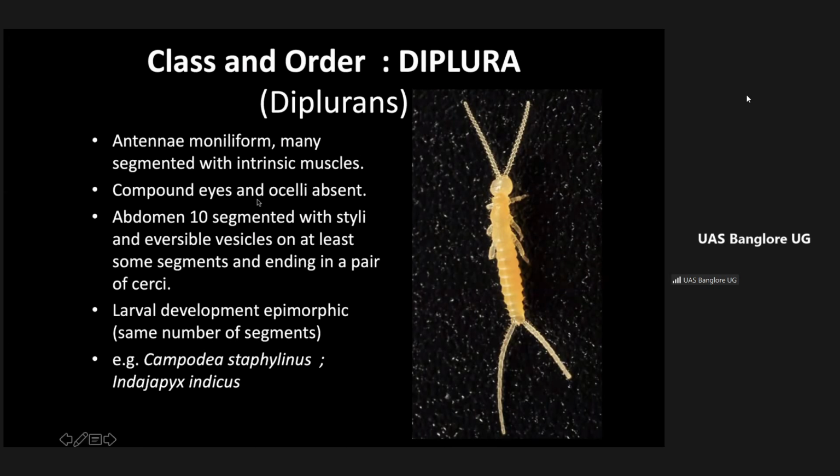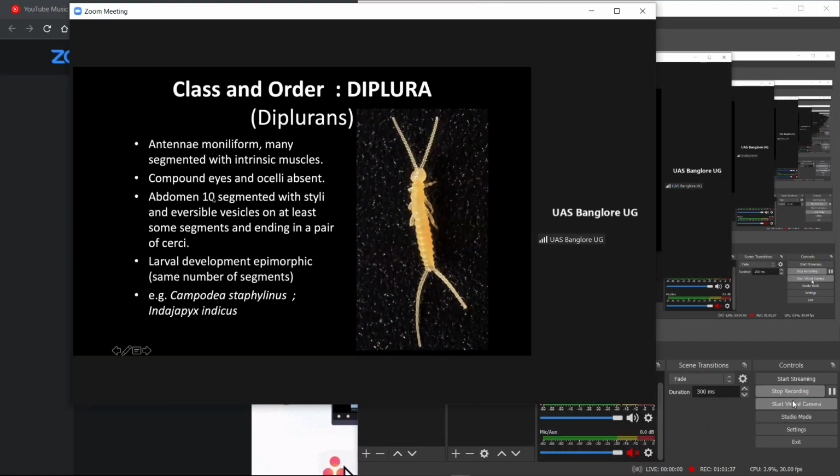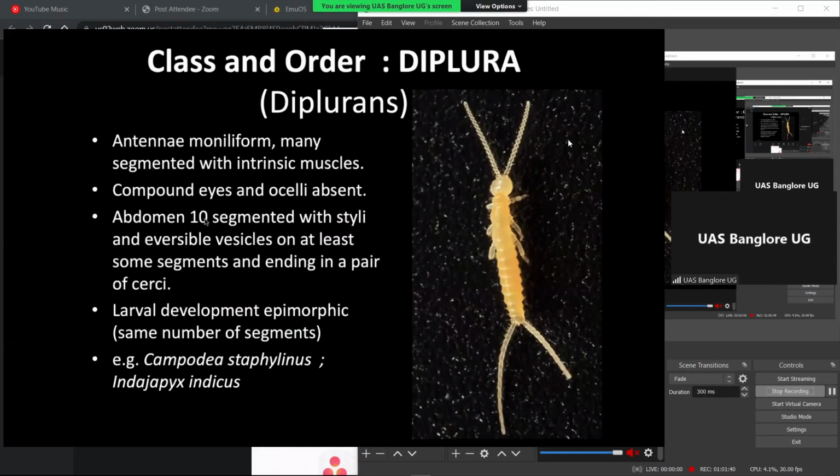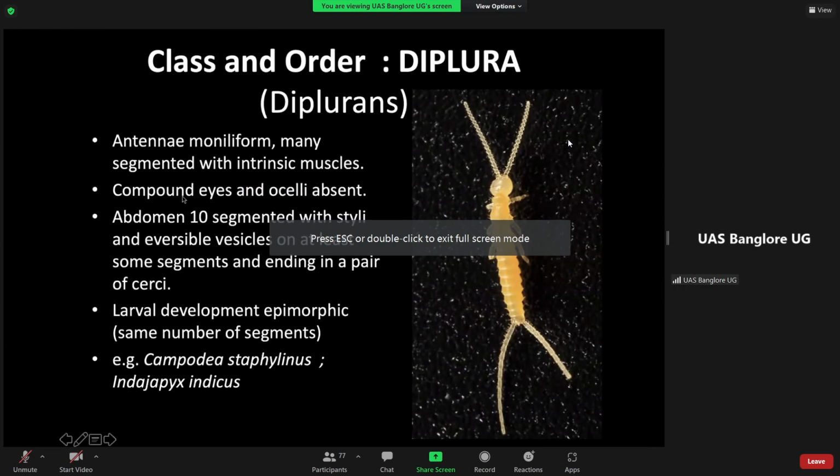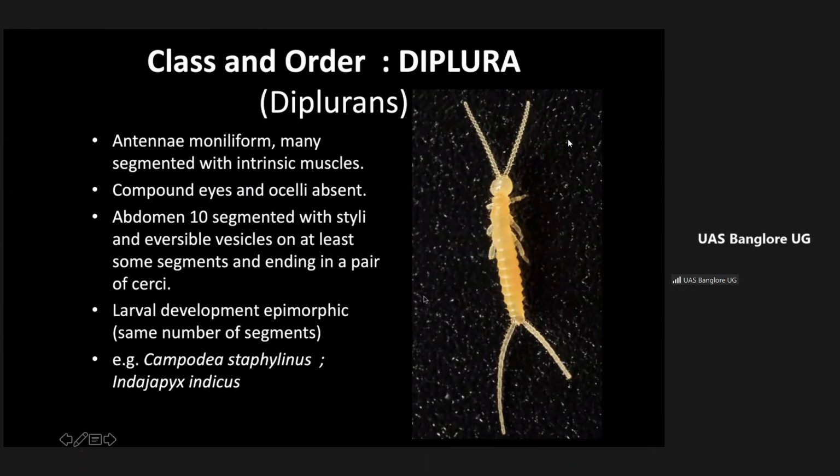And what is important is the abdomen is 10 segmented, whereas in Protura the abdomen is 11 segmented. In the 10th segment, the last segment has a pair of styli. They also have a pair of eversible vesicles on at least some segments. I'll tell you what these eversible glands are. Larval development is epimorphic. Epimorphic means the larva will also have the same number of segments. Whether you take first instar, second instar, or adult, the same epimorphic development is seen.